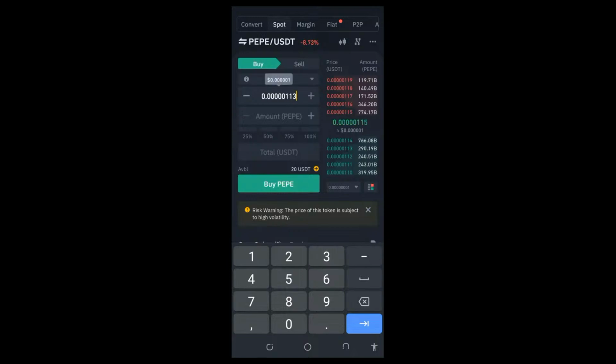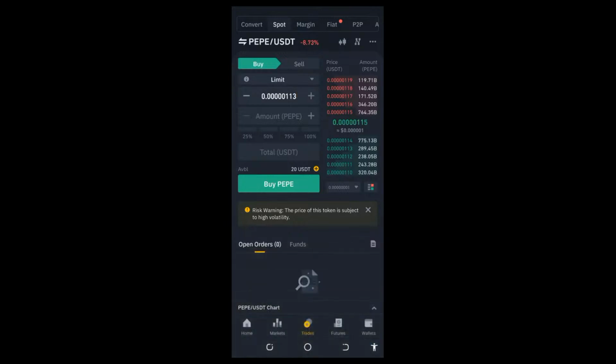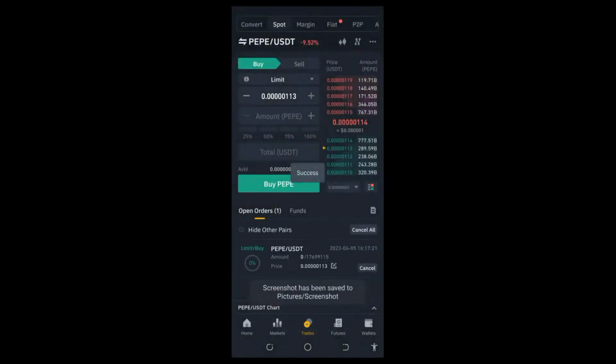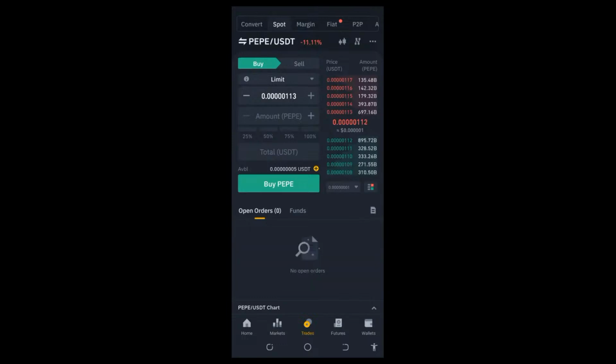And there we go. So first off, I'm just going to put a buy limit here, a buy limit of 113. Let's pick that up and see how much we get. Then we go ahead and buy. So we're currently in the queue. Let's see how long this takes to get executed. I'll be back with the results. See you shortly.